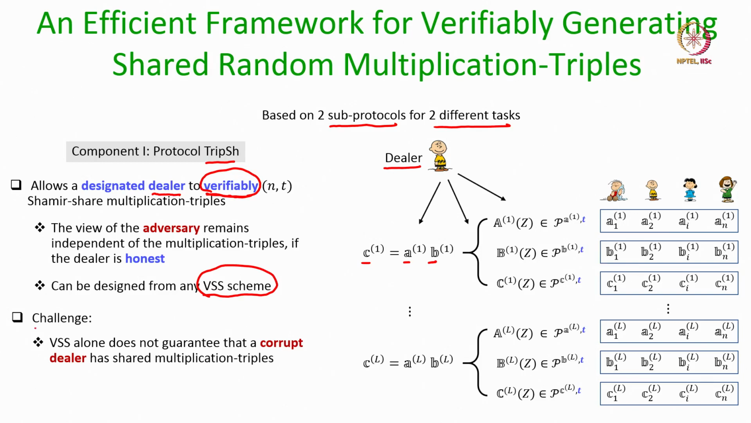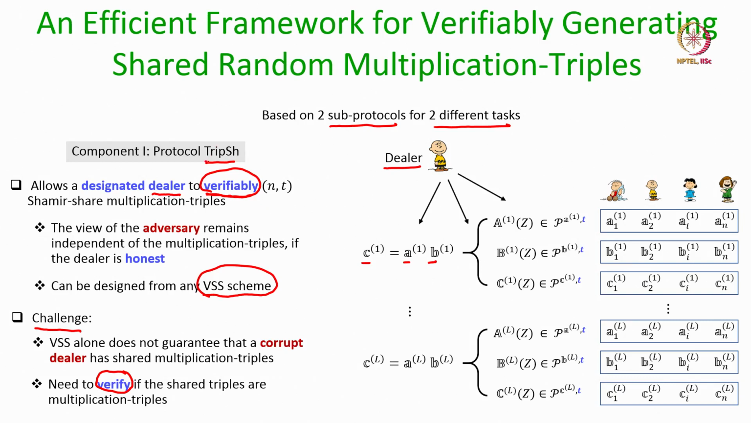So, that is a major challenge to design this triple sharing protocol. On top of VSS, we need a verification mechanism. VSS itself has a verification mechanism to verify whether the values shared by the dealer are shared as per the t degree polynomial. But on top of that, we also need to verify that even the values which are secret shared satisfy the multiplicative relationship, and that too without disclosing anything about those values if the dealer is honest. So, that is the main challenge.